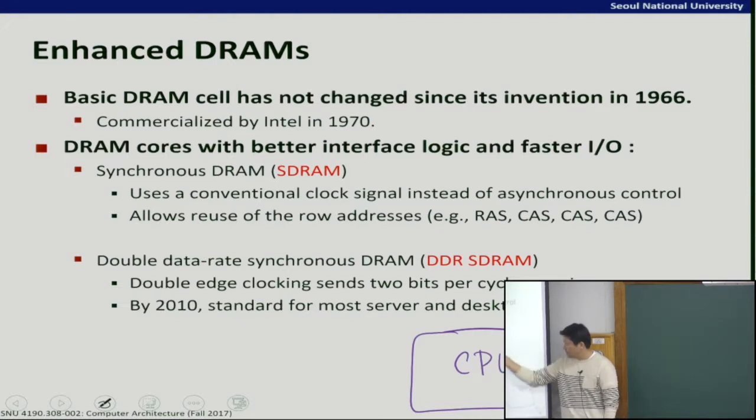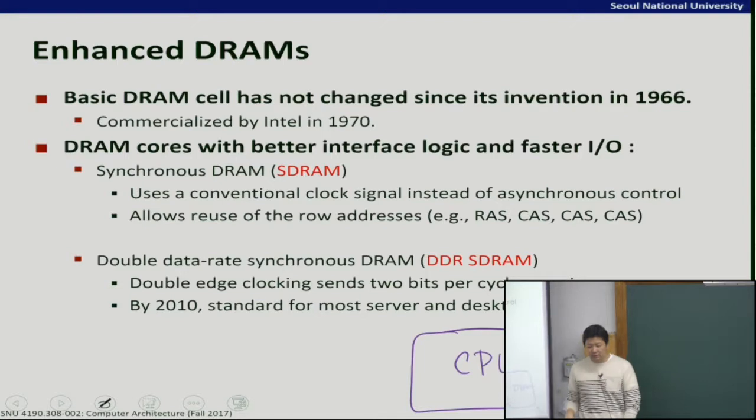And DDR, the double data rate, means this data comes not only on every rising edge of the clock, but also on the falling edge of the clock as well. So the first data comes in this clock cycle, the second data comes on the falling edge of the clock, the third one comes at the next rising edge of the clock, and the fourth one comes at the next falling edge of the clock.